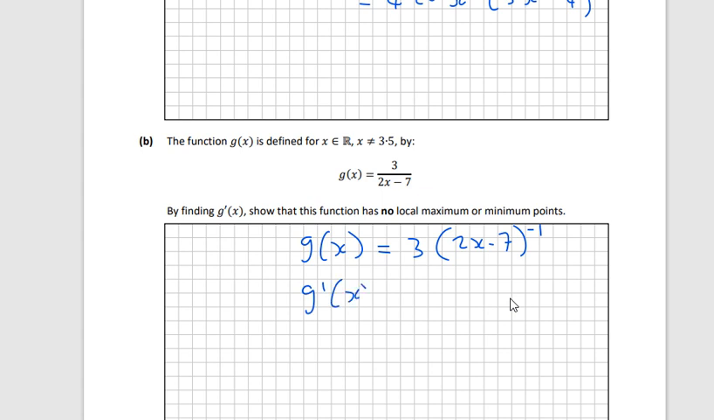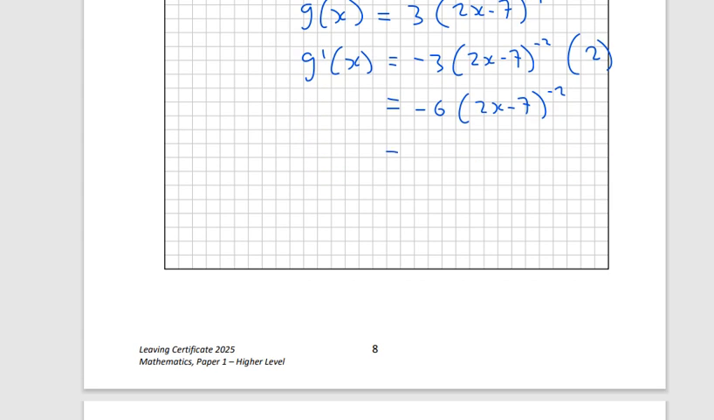So g dash x is equal to minus 1 times 3 is minus 3, 2x minus 7, and then I'm dropping the power to minus 2, and then I'm going to multiply by the differential of what is inside the bracket, so I'm going to multiply by 2. So we get minus 6, 2x minus 7 to the power of minus 2, and we can change that back to minus 6 over 2x minus 7 squared, like that.